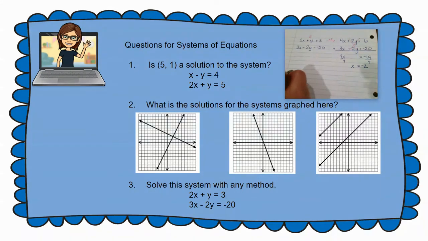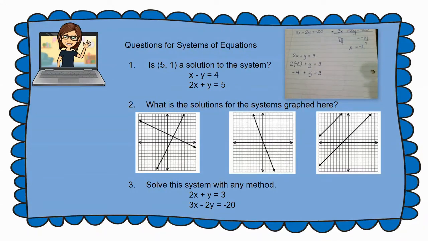So my final step is to take one of the equations. I'm going to choose that first one only because it looks a little bit simpler. And now I'm going to take this x equals negative 2 and substitute it in for my x. So again, 2 times x now looks like 2 times negative 2. 2 times negative 2 is negative 4. And now I have this equation, negative 4 plus y equals 3. So I'm going to add 4 to both sides. So I get y equals 7.